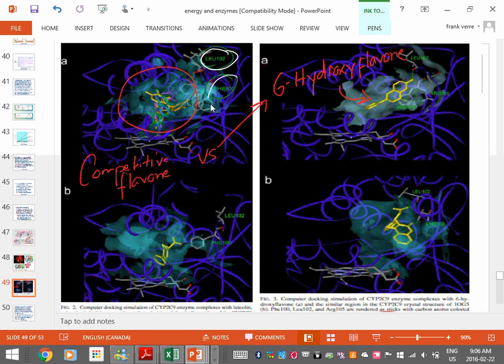You spot these two things over here? This is called, you can see it says LEU. I'll make it a little bigger. LEU, and this is PHE. What do you think LEU and PHE are?